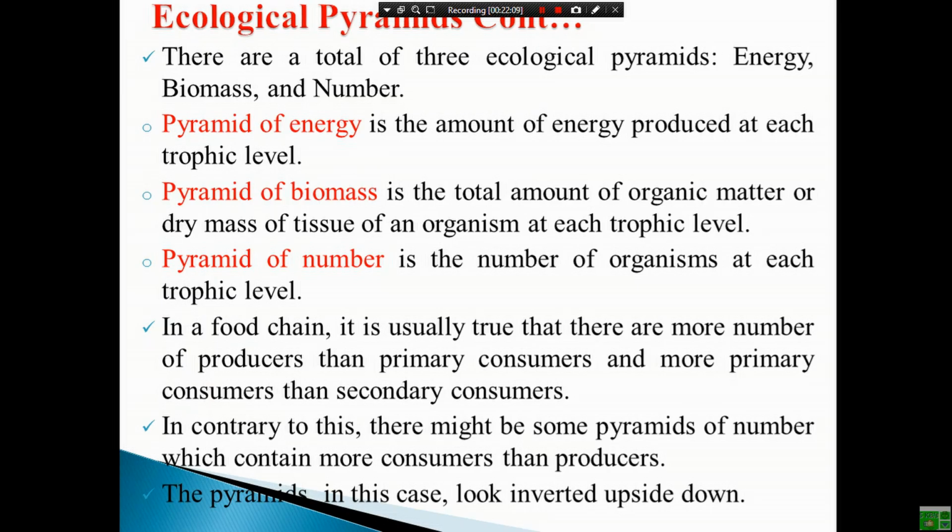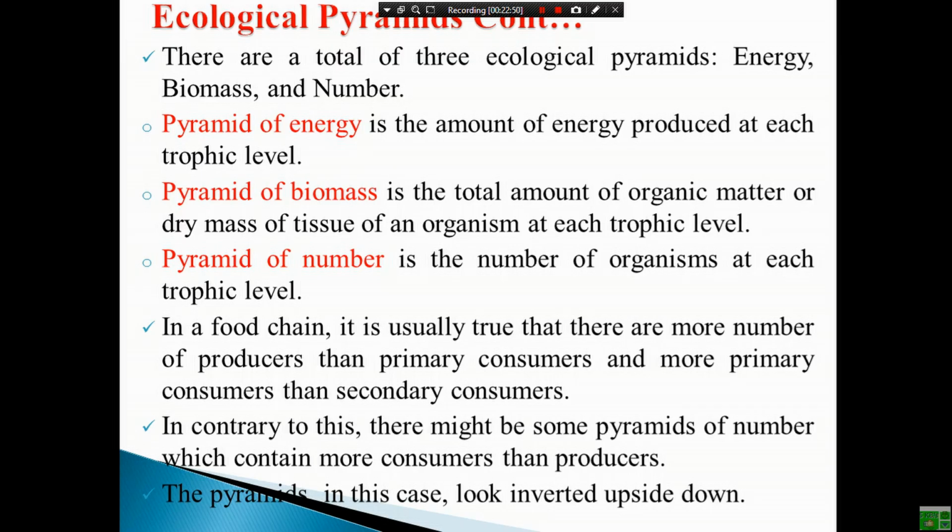The second one is the pyramid of biomass. Biomass is the total amount of organic matter, or the dry mass of tissue of an organism, at each trophic level. This biomass is mainly lost in each trophic level through urine or feces, and again as heat from respiration. From the first trophic level to the last, the pyramid of biomass decreases, and from the last trophic level to the first, it increases. This is how we can identify their difference.